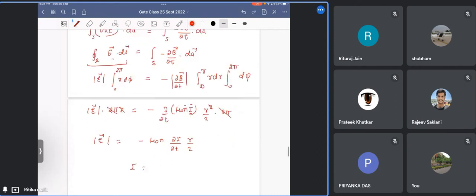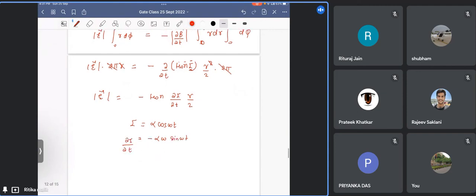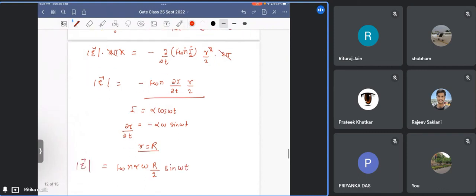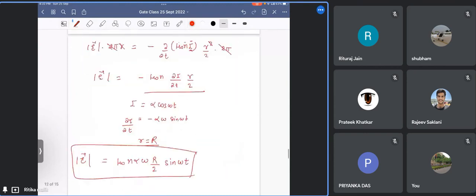I is given to us as alpha cos omega t. So del I by del t will become minus alpha omega sin omega t. We will put this into this equation and also put r equals capital R, since we have to calculate it at the surface. So it will become mu naught n alpha omega capital R by 2 into sin omega t. This is the magnitude of the electric field. So we have to see if this option is available to us. In sin omega t, this option is there. So this is the correct answer.